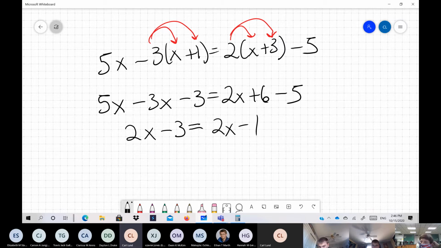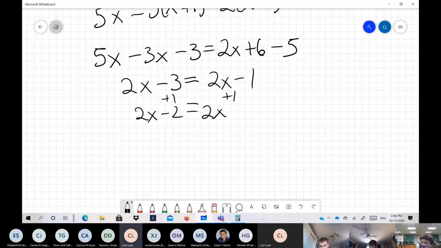So one thing I could do is I could add 1 to both sides. That's right. So I could add 1 here, and I could add 1 here. And so I could get 2x minus 2 equals 2x. So I've just put my constants on this side. So I'm going to put my variables over on the right-hand side. So I'll subtract 2x from each side now. And I get -2 equals 0.